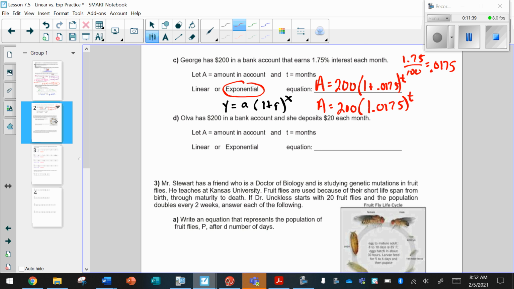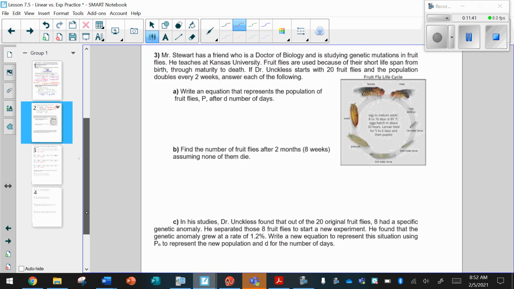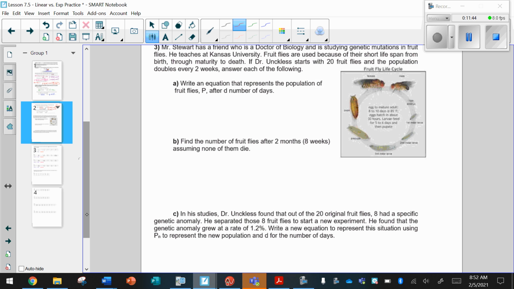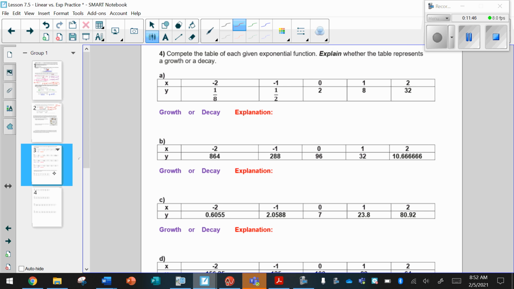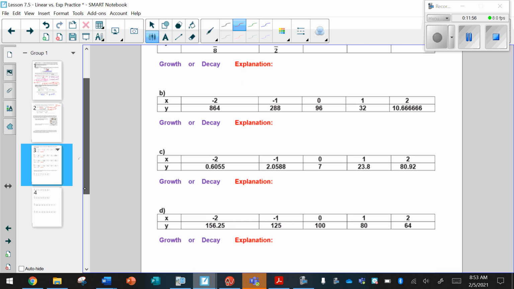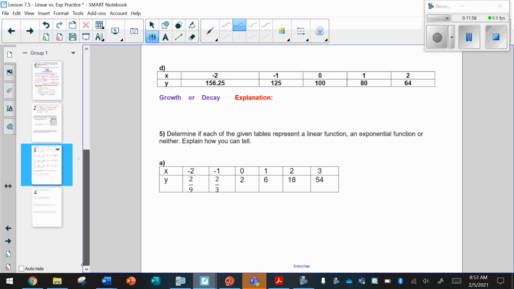You're doing an application problem about population growth of fruit flies for a friend of mine who works at Kansas University. He's a Jayhawk. And then you're going to just decide whether the table is a growth or a decay, and then give me an explanation why. Remember that explanation needs words, doesn't have to be an essay. And then determine if the table represents linear or exponential or maybe neither, and explain how you can tell. Again, written explanations.